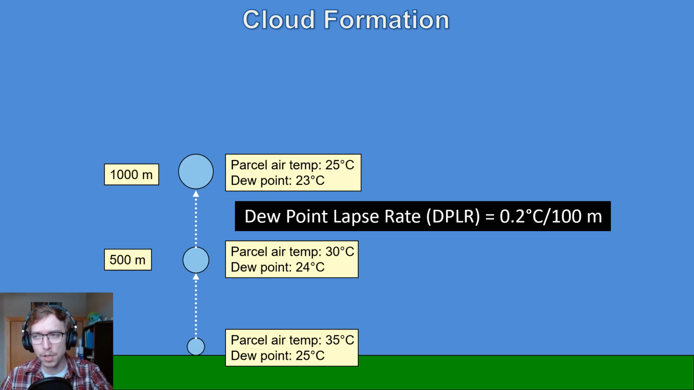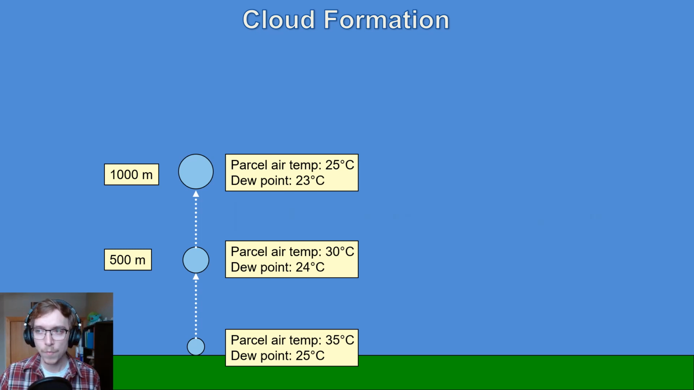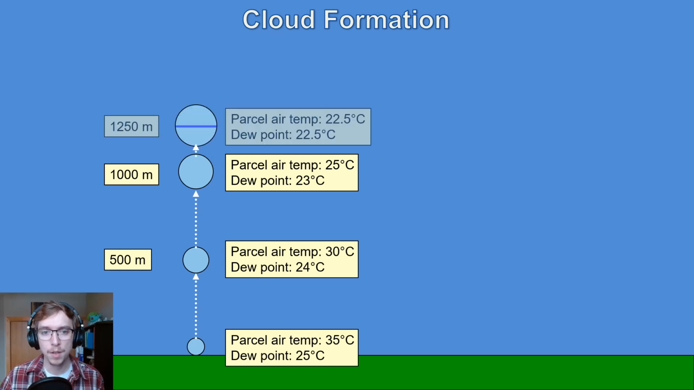So we have to figure out, how do you actually account for two variables changing at the same time? Well, let's figure that out a little bit. So here, that parcel's going to change, and the crossing point between the changing air temperature and the changing dew point is going to be right here at about 22.5 degrees Celsius at 1,250 meters.